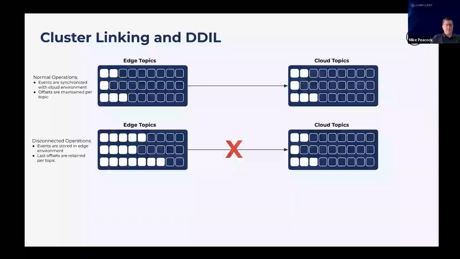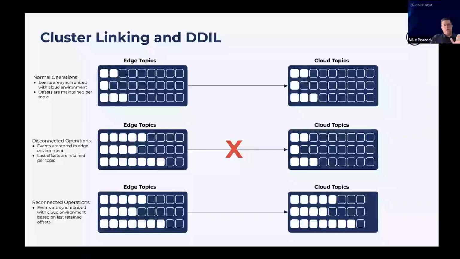Now, let's say we have a disconnected use case, a DDIL use case, whether intentional or non-intentional, you can't plan for it, but you need to continue operations. So all the operations of the edge device will continue on. You're consuming data, and every event is retained in Kafka. However, you don't have that cloud connectivity. But the last thing that was retained for that cluster link was that previous offset.